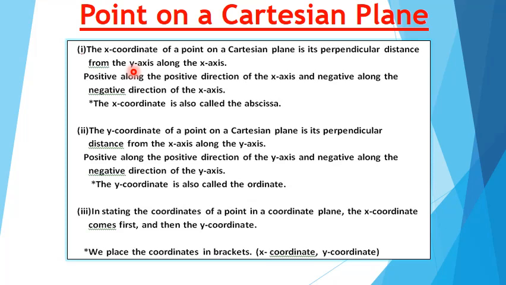In stating the coordinates of a point in a coordinate plane, the x-coordinate comes first and then the y-coordinate. We place the coordinates in brackets, that is x-coordinate comma y-coordinate. So any point on the coordinate plane is represented in the form of x comma y.